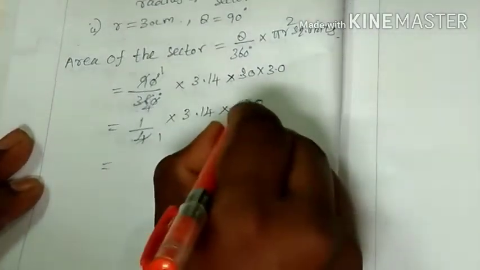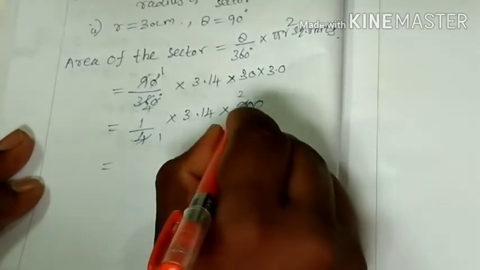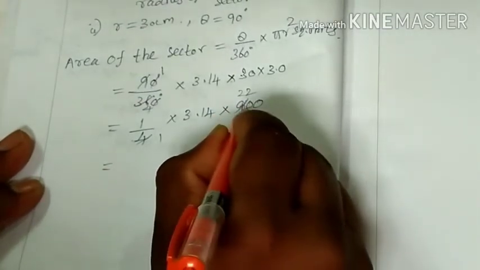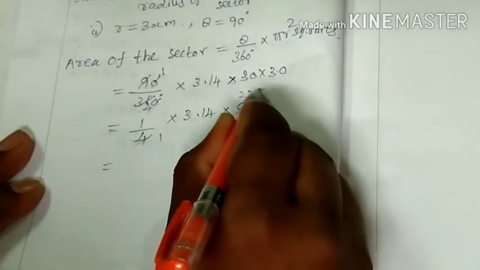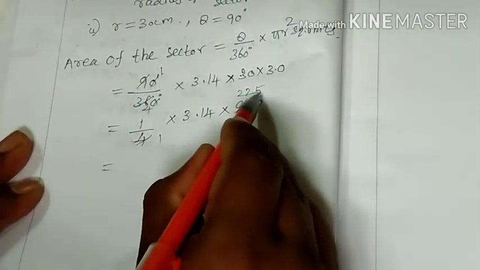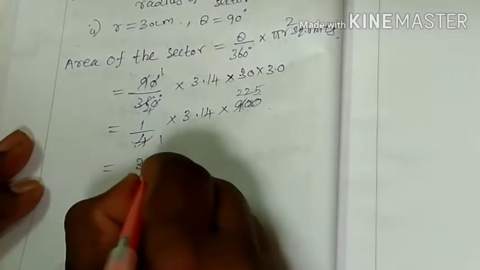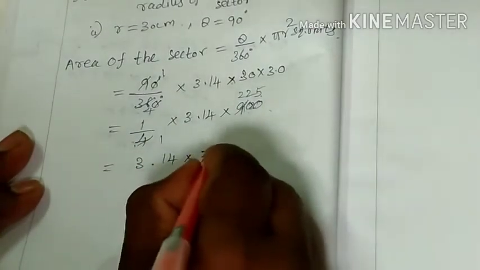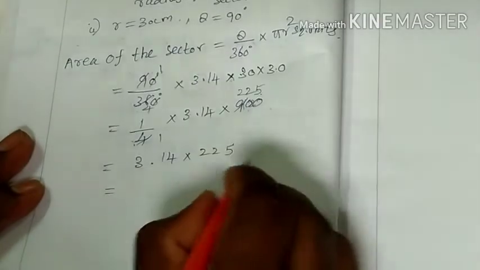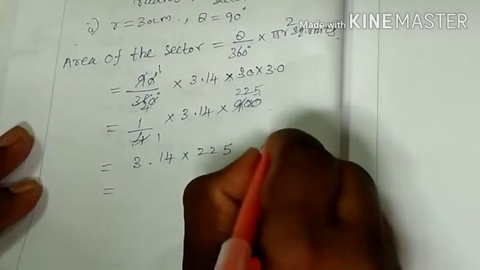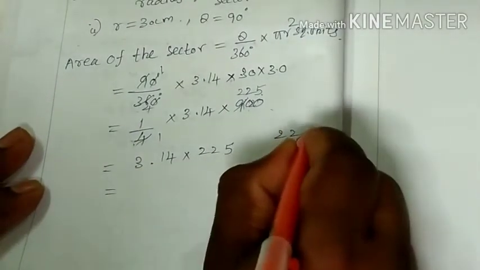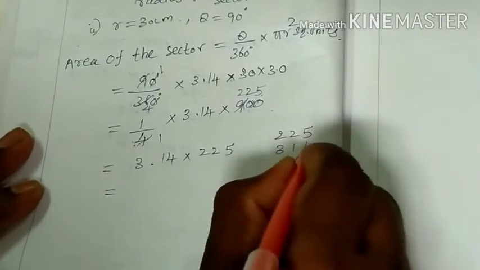1 4 is 4, 2 4s are 8, 2 4s are 8, carry 2, 5 4s are 20. That means 225 times 4 is 900. The remaining terms are 3.14 into 225, equal to, multiplying these two values using ordinary multiplication.